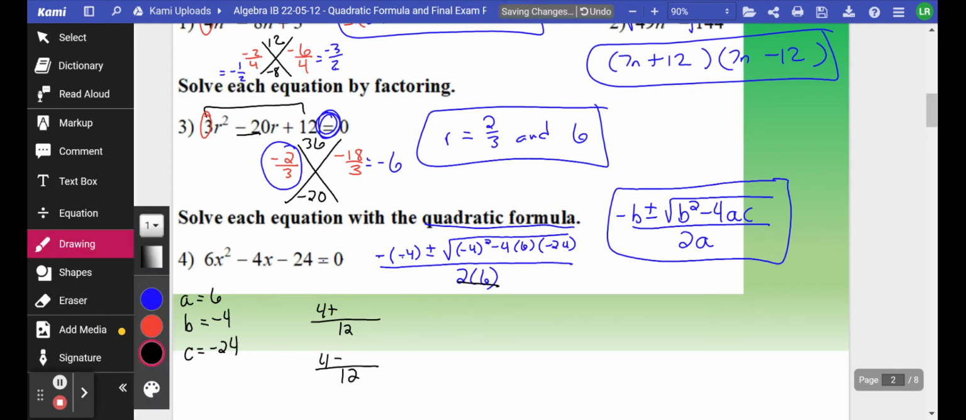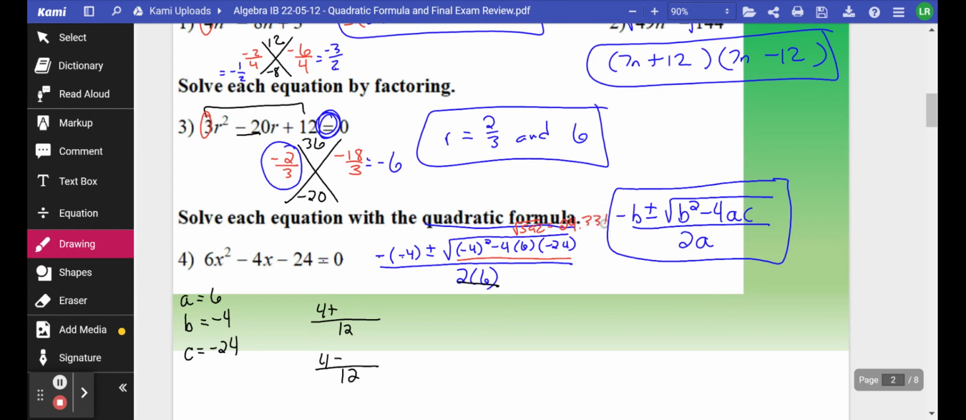And now let's take care of this square root part. Remember, you've got to type all that in. Don't type in the square root sign at first. So I have -4 in parentheses squared minus 4 parentheses 6 parentheses -24 on the calculator, and I get 592. Square root of 592, and I get 24.331. Rounding to the hundredths, this is 24.33.